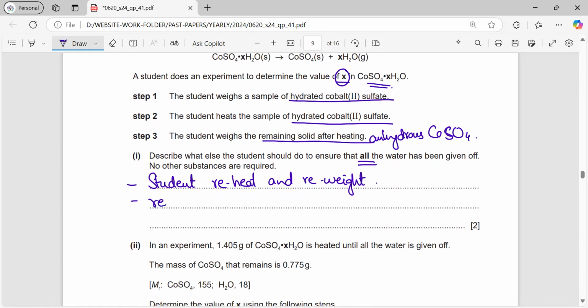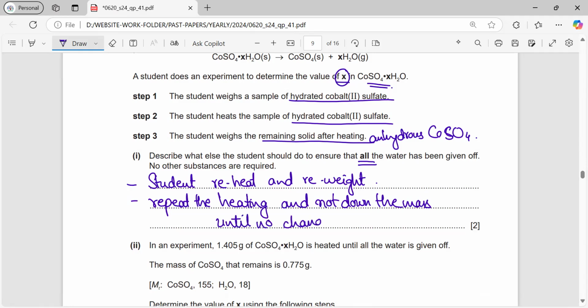Or you can also say, repeat the step, repeat the heating, and note down the mass until no further change. Until no change occurs in the mass. Until there is no change, we have to keep heating it so that all the water evaporates.